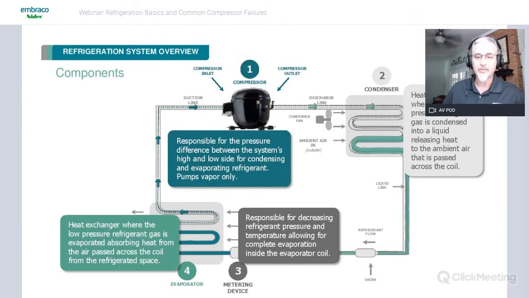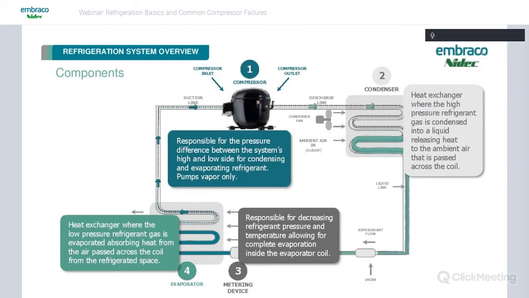So once it comes out of the condenser, we should have all liquid that's going to go down the liquid line to what could probably be called the fifth component that should be in every system, which is the filter dryer. We always want to see a filter dryer in the system. We'll talk a little bit about that later.